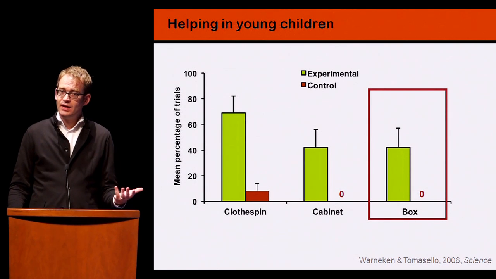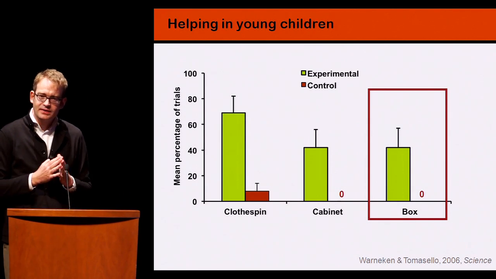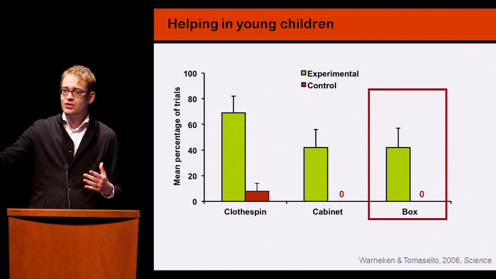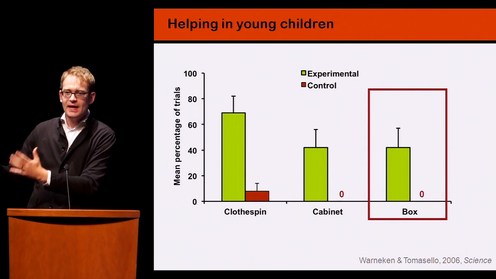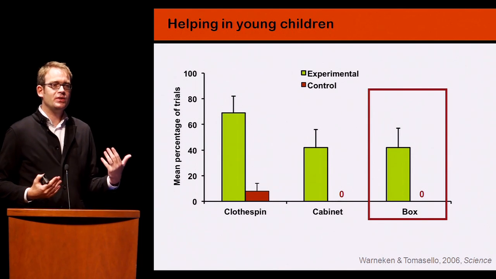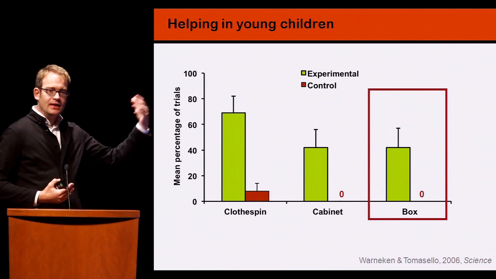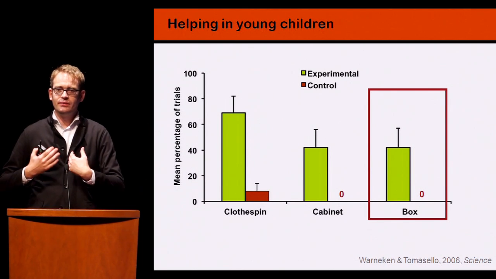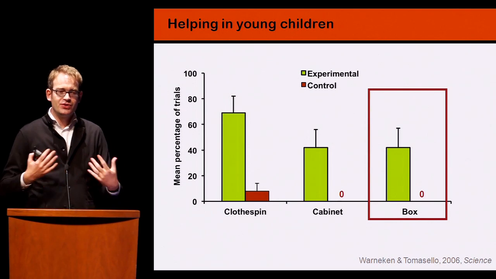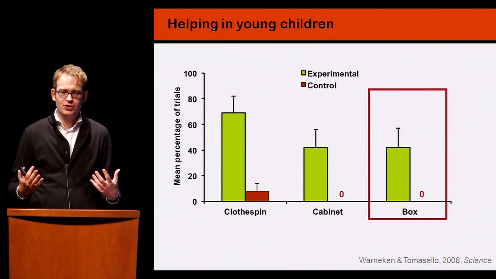So what we see here is that children are quite clever helpers because they can infer in novel kinds of situations what the problem is and how to intervene. And importantly, they do that spontaneously. So in all of these situations, children would help within seconds. It's not that I had to solicit their helping very much.